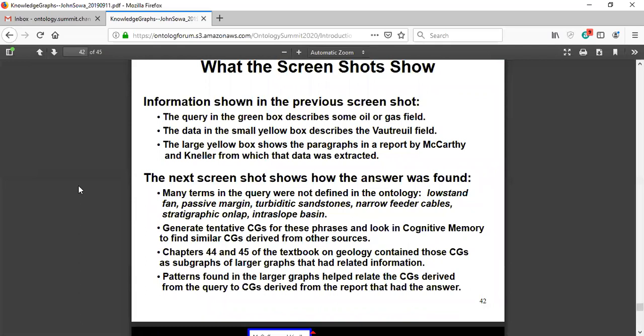Now, here's what the system did in answering these questions about the hydrocarbon fields. I'm not going to have time to go through them, so you can go through the slides yourself. And here is how the system answered the questions.